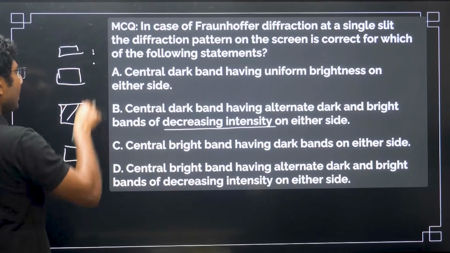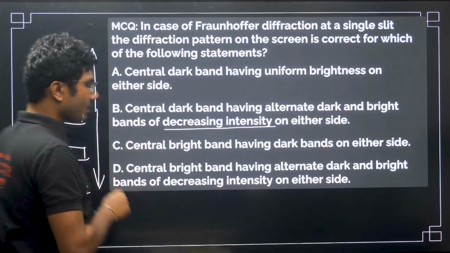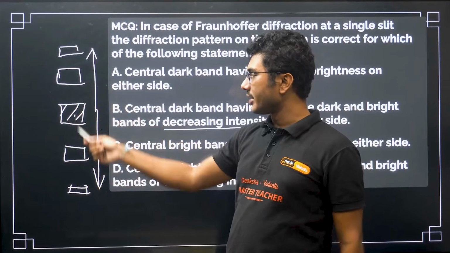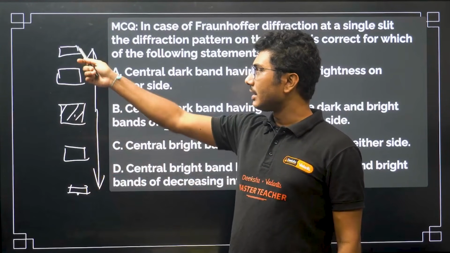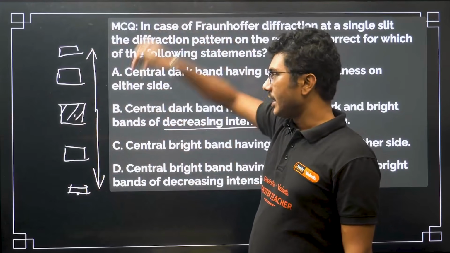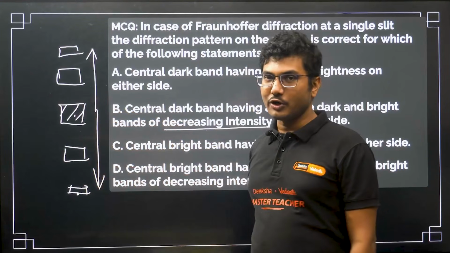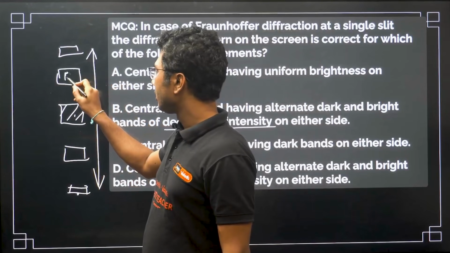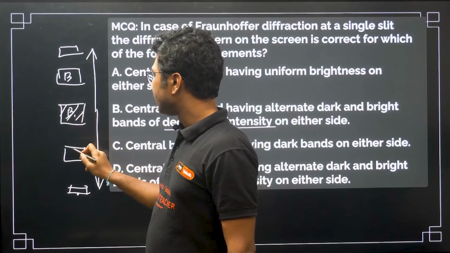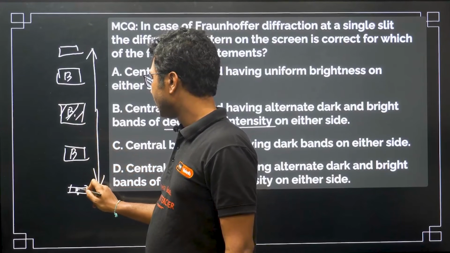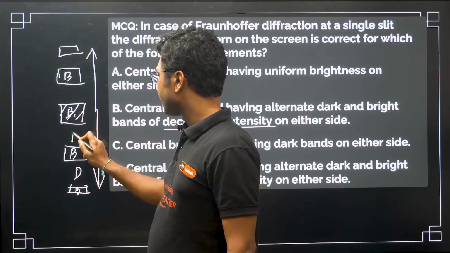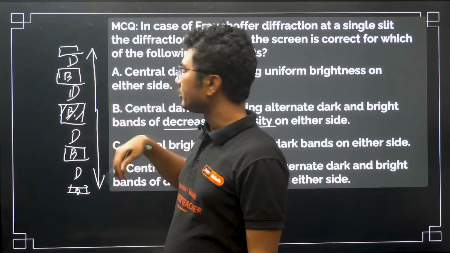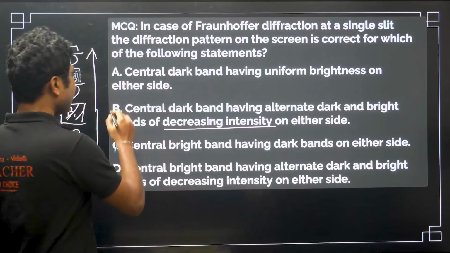As you are moving up and down, the intensity of light is decreasing. So, intensity is maximum over here, it is slightly smaller here and it is slowly vanishing. These are the dark fringes, wherever I have not marked anything, that means they are dark. This is the central bright, this is also bright, this is also bright, these are the dark positions. And intensity decreases as you move up and down. So, this is the correct statement.